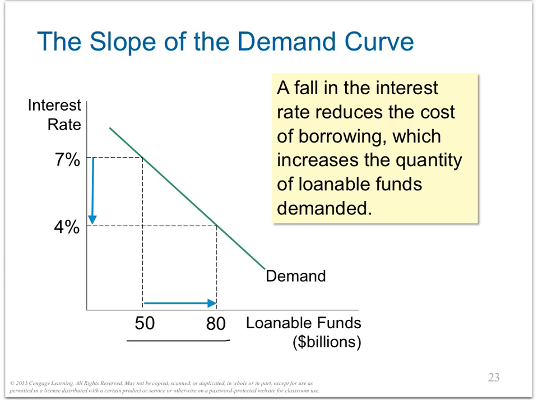Because a high interest rate makes borrowing more expensive, it's the opportunity cost of borrowing money, the quantity of loanable funds demanded falls as the interest rate rises. Okay, so that's the reason the demand curve is negatively sloped. When the interest rate increases, you borrow less. Like at 7%, 50 billion of loanable funds are demanded from the investor side, but when it's 4%, 80 billion of loanable funds are demanded from the investment side.